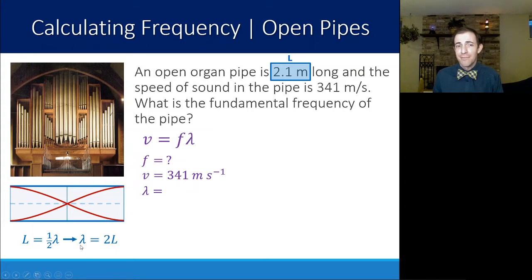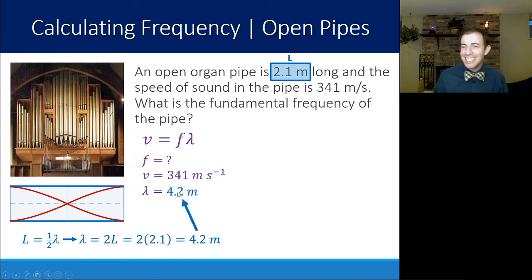Rearranging this for lambda, lambda is just 2 times L. To get a full wave in here, I would need double the length of this particular pipe. And that pipe was 2.1 meters. So 2 times 2.1 is 4.2 meters. This is lambda. This is my wavelength.